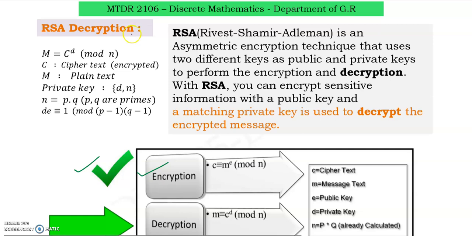Suppose the ciphertext is given, the encrypted message is given, then how to find the real plain text? That is RSA decryption. Now, what is RSA decryption? R, S, and A are three mathematician names. They formed the encryption technique. Now this week, suppose we have already done the encryption, then how to find the decryption by using the private key. That is what we are going to see this week.